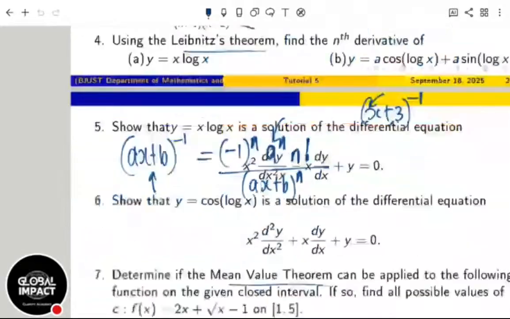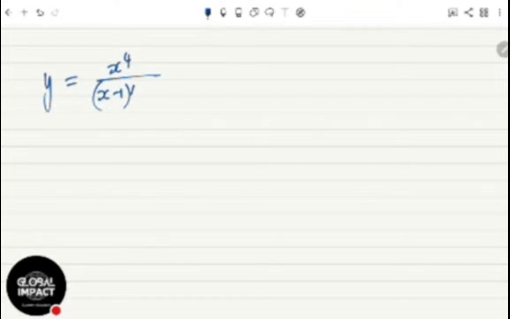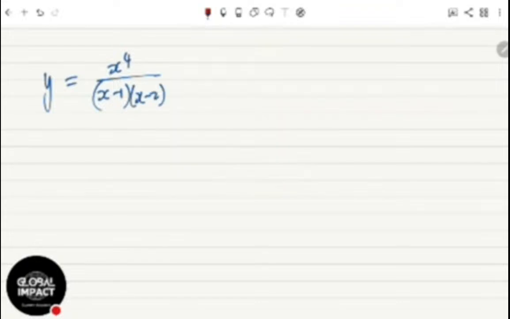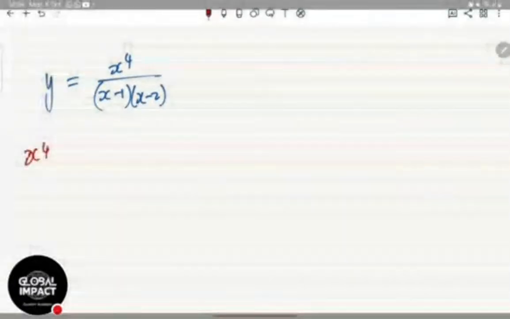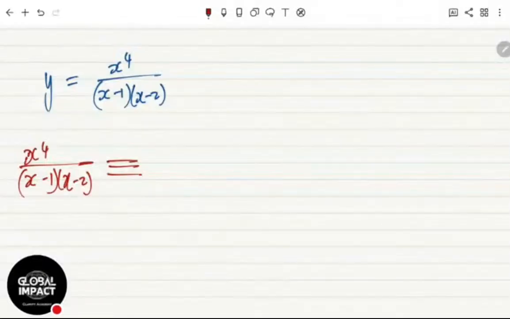y is x to the power 4 over x minus 1, x minus 2. So what a simple question here. y is equal to x to the power 4 over x minus 1 multiplying x minus 2. What you're going to do is partial fractions. Now you can say, this is going to be the same as x to the power 4 over x minus 1 multiplying x minus 2. Partial fractions is when you are separating the denominator. So when I do partial fractions, I'm trying to separate denominators.